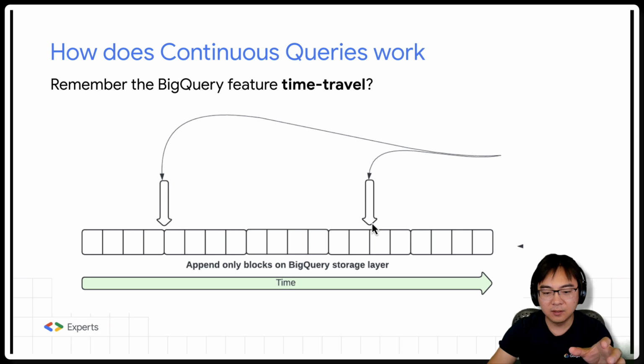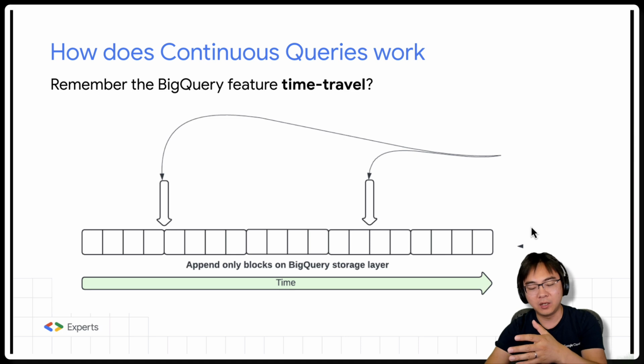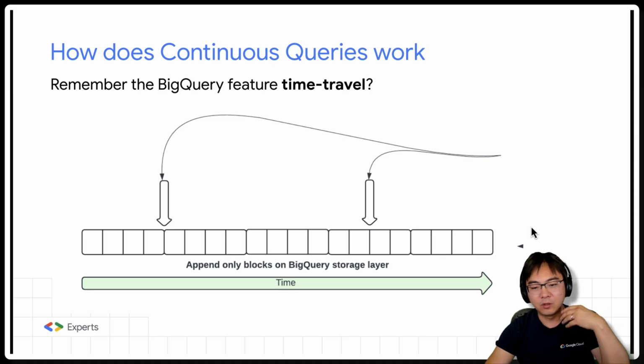This is the key to how the continuous query can work. Because of this storage engine, it's almost like a message queue with a bunch of events. It just gets queued up, and then you can actually track all of these activities, these changes.